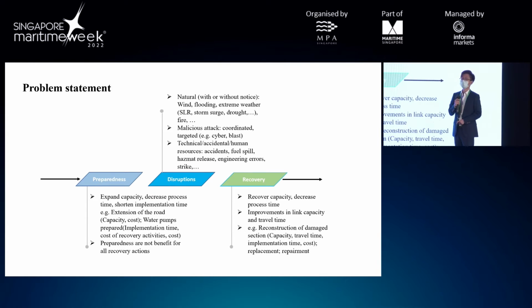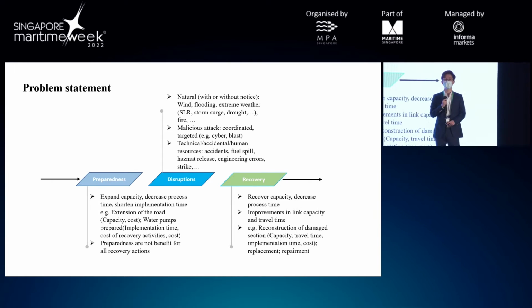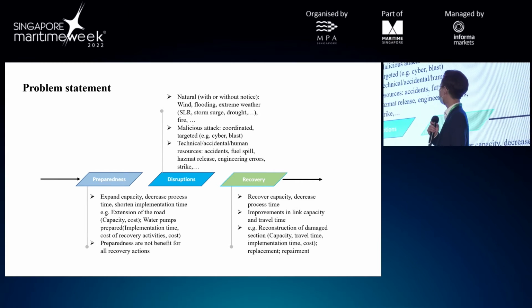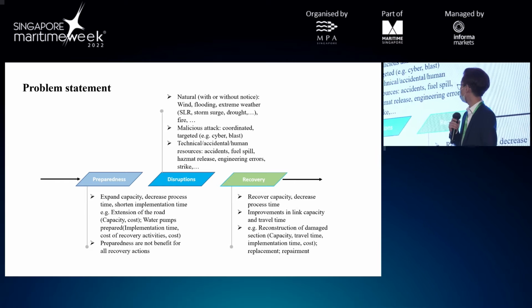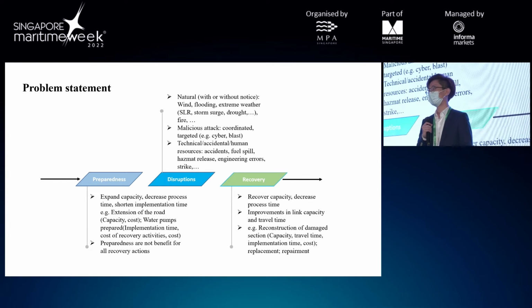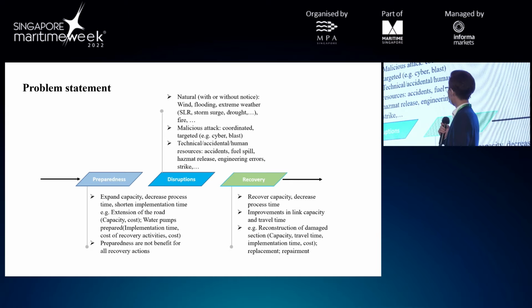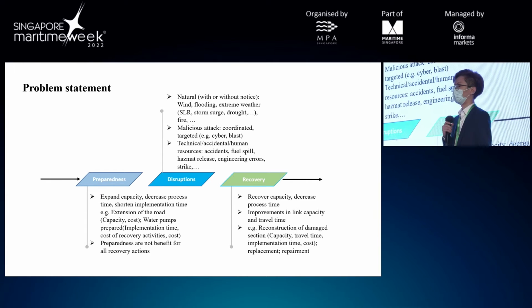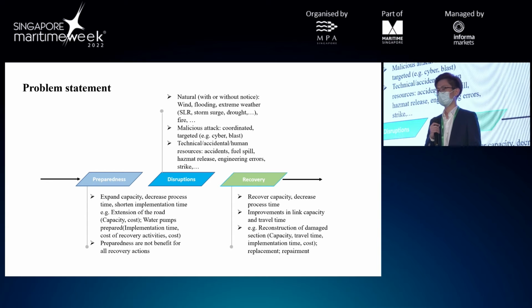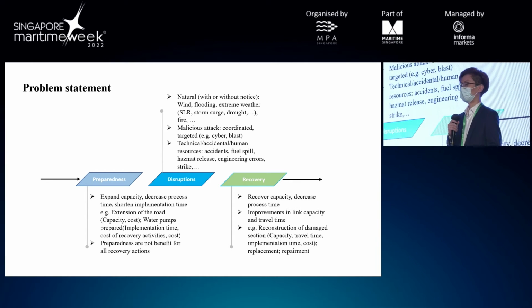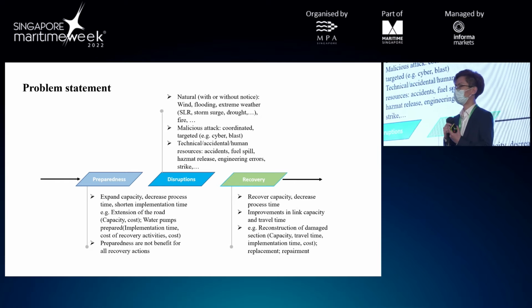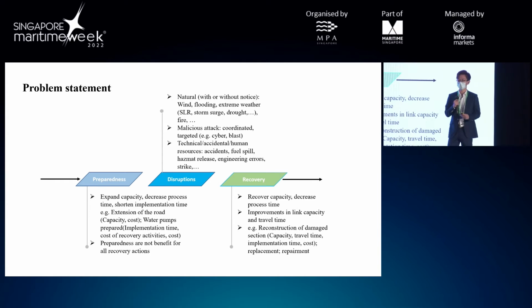Here is the general framework of my ideas. Before the real disruptions happen, we have something to do in advance. We call it preparedness. After the disruptions, we also have recovery actions to help mitigate the impact of the disruptions. The disruptive event could be of multiple types. It could be natural, like extreme weather. It could be even a malicious attack, and even some small errors like technical failures or accidental human error.